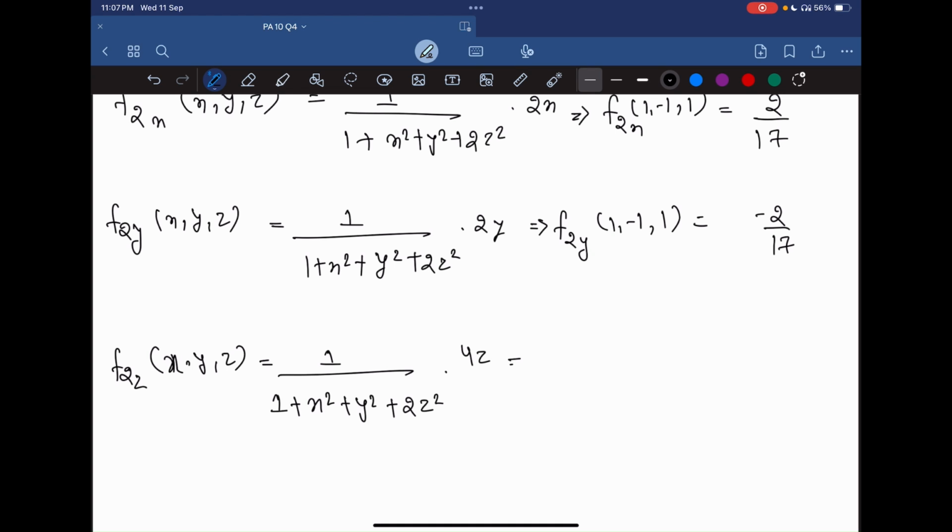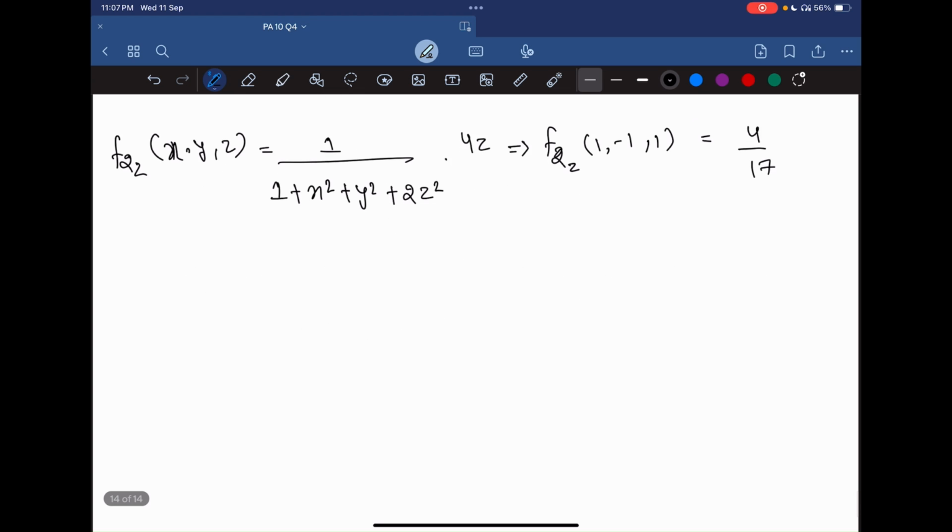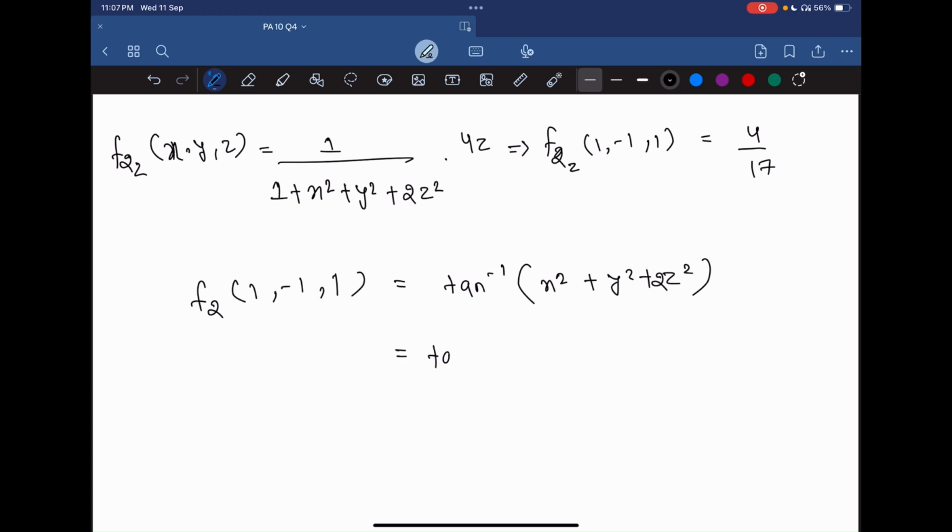For z, f2 z is 4 by 17. And if we calculate the f2 value at the point 1 comma minus 1 comma 1, that would be tan inverse of x square plus y square plus z square, so 2z square. So tan inverse of 1 plus 1 plus 2, that is tan inverse 4.